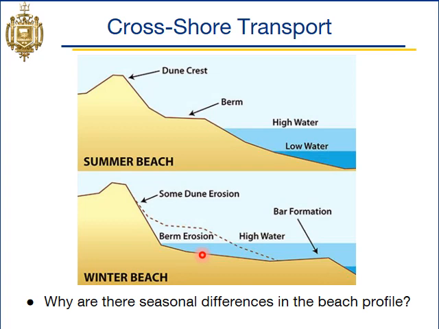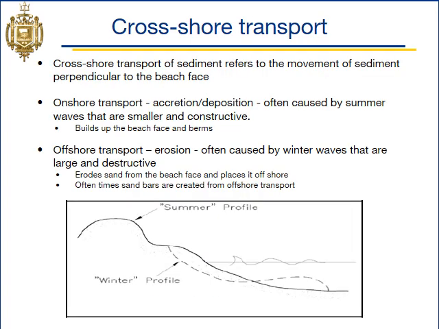Well, the simple answer is the waves are different in winter and summer. So typically in the winter, beaches see larger waves, and so these larger waves erode the beach. They erode the berm, and in the summer we see smaller waves, and those smaller waves allow for the berm to be built back up. So the constant erosion and accretion of sand from the beach profile is called cross-shore transport.